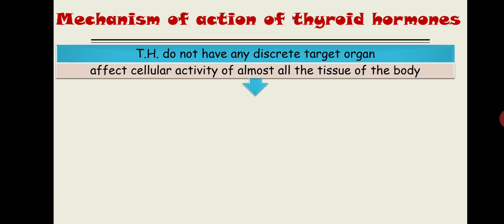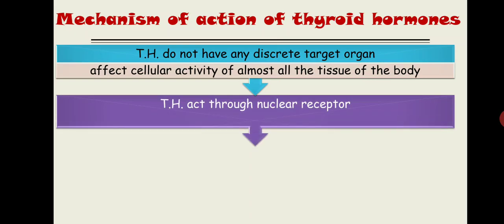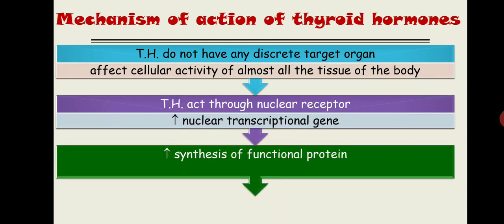And here's the thing, thyroid hormone has a receptor present inside the cell. If we become more precise, it is present over the nucleus. So it has an intranuclear receptor. This receptor will be present over the DNA sequence. So once the thyroid hormone acts through the nuclear receptor, it basically increases the nuclear gene transcription and increases the synthesis of functional protein.